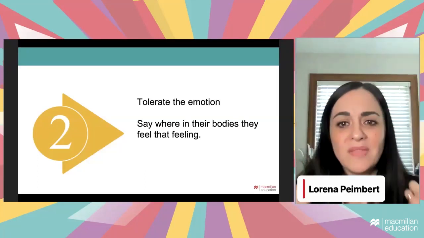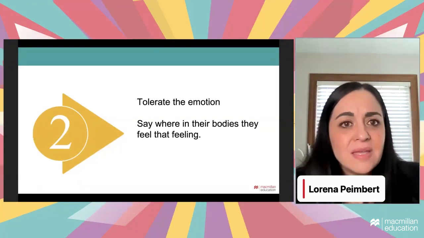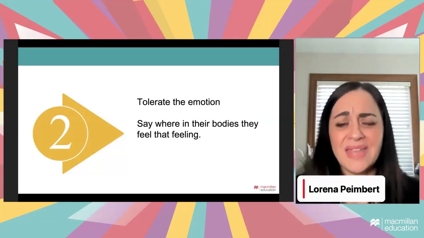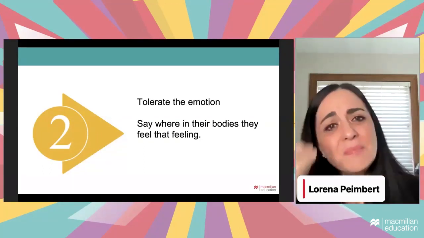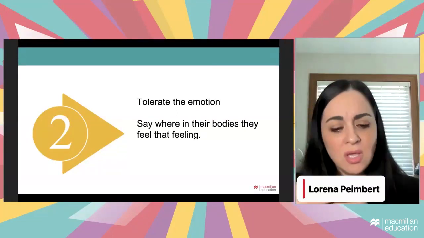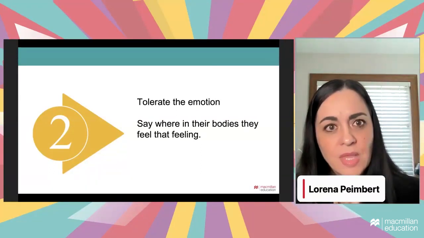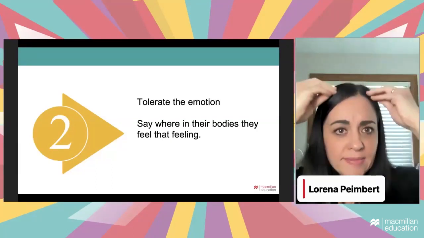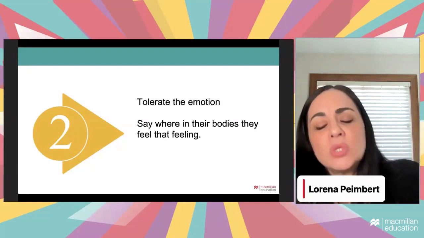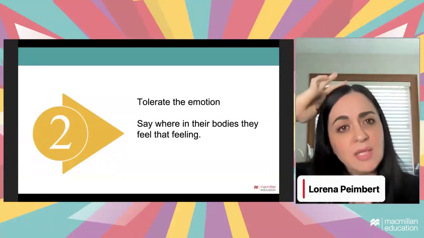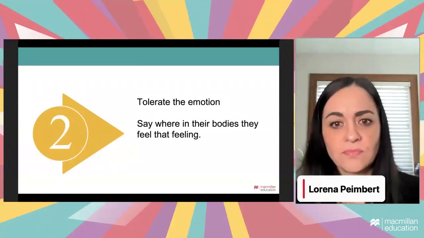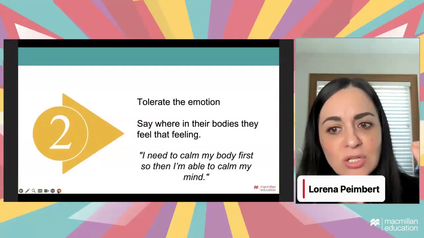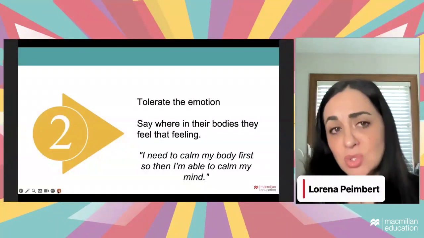Step 2, tolerate the emotion. Say where in the body they feel that feeling. So you name it. I feel angry. Where do you feel angry? I feel it here. It's important to make a connection with my body, because remember, we go from the concrete to the abstract. First, I need to connect with my body so then I can process the emotion. So I need to calm my body first, so then I'm able to calm my mind.